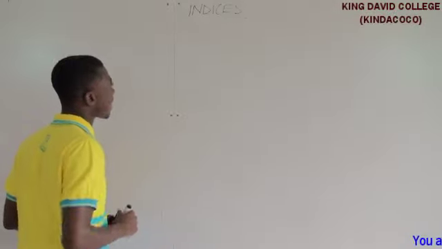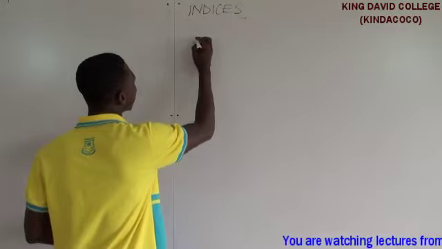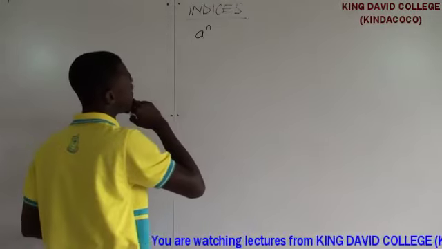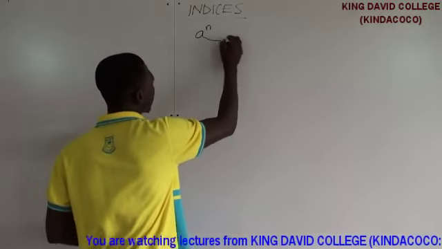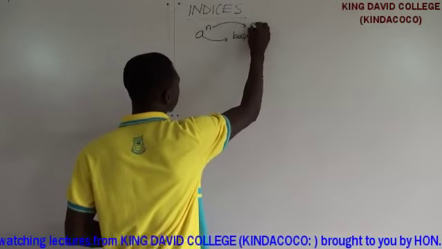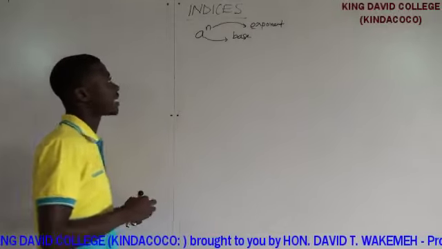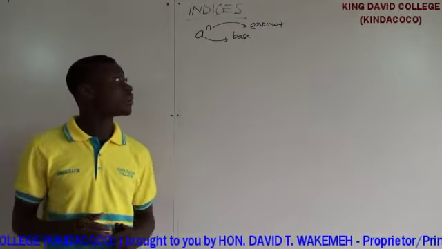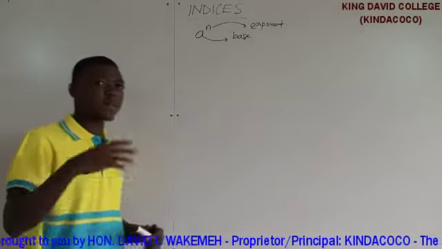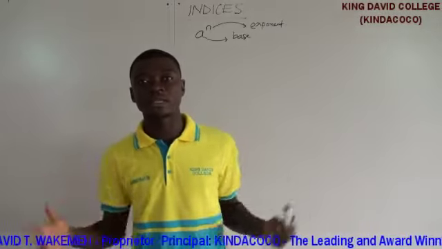So for instance, I have this one here, a to the power n. Okay, they will refer to the a as what? The base, and then we will refer to this as what? The exponent. This is what I mean. So we refer to a as the base, and then we refer to n as the exponent.